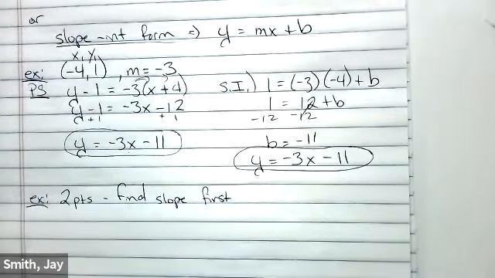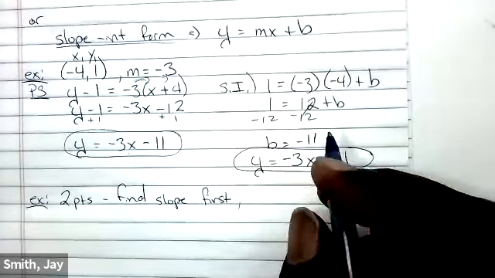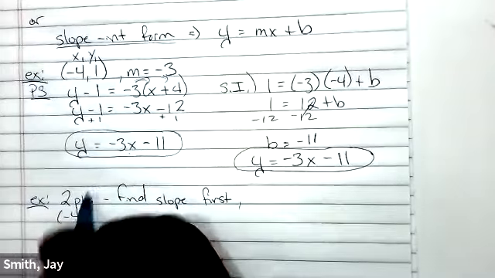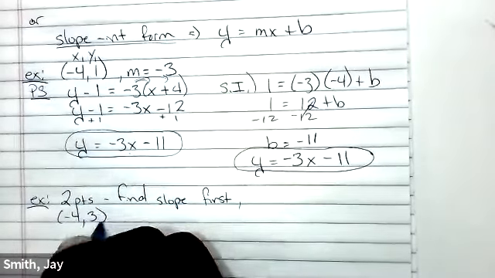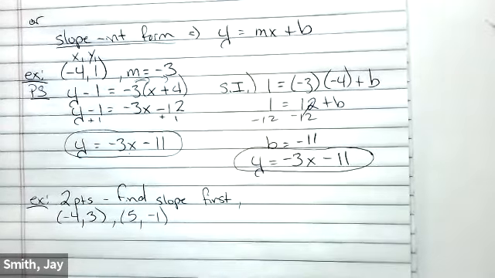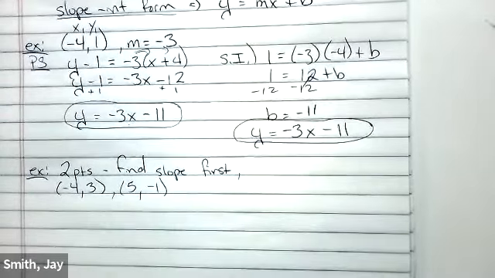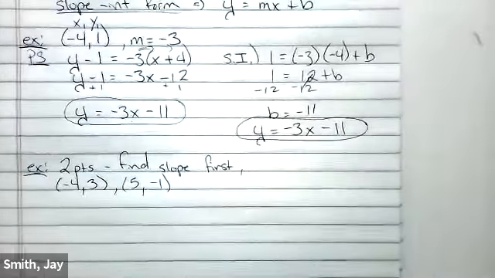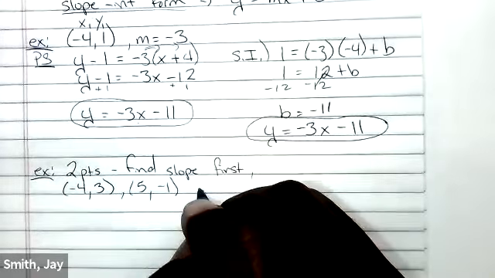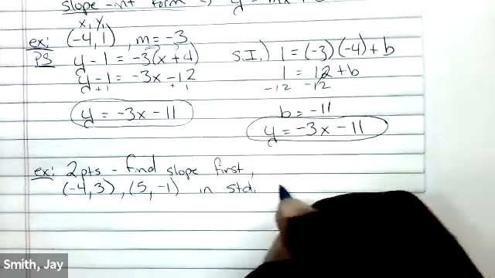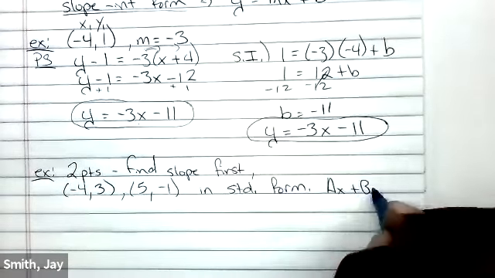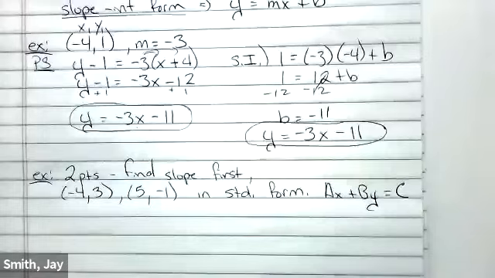All right. And we're asked to find this answer. Well, first off, the points they give us: negative 4, 3, and 5, negative 1 is my second point. And we all want the answer in standard form. In standard form, ax plus by is equal to c.